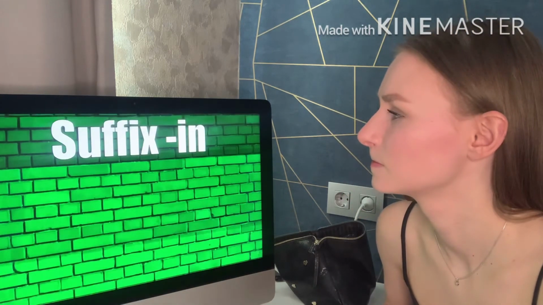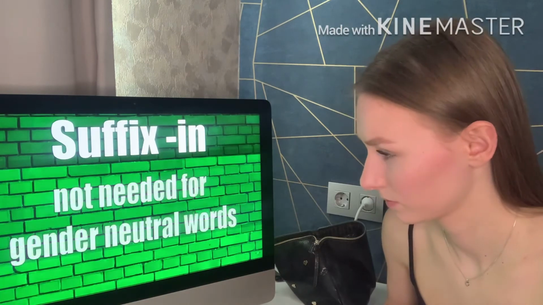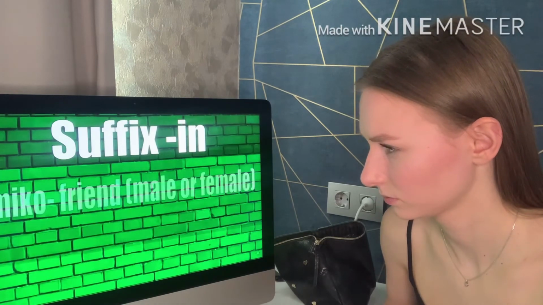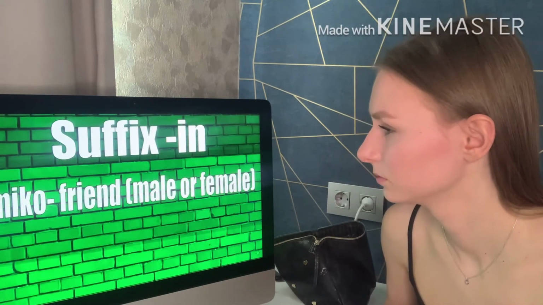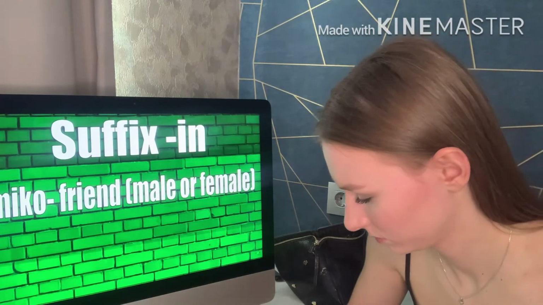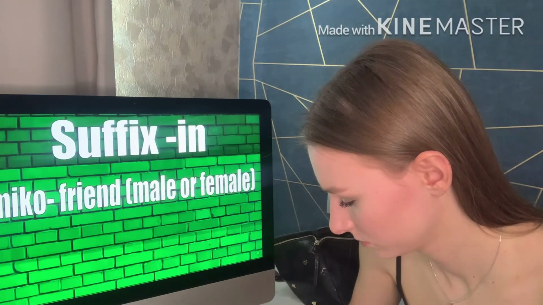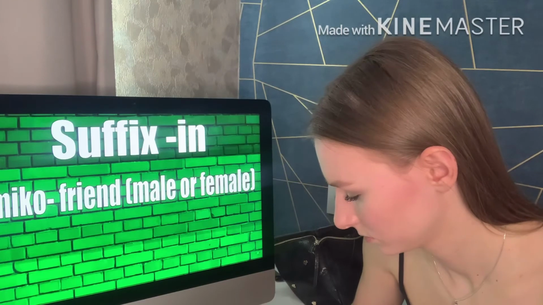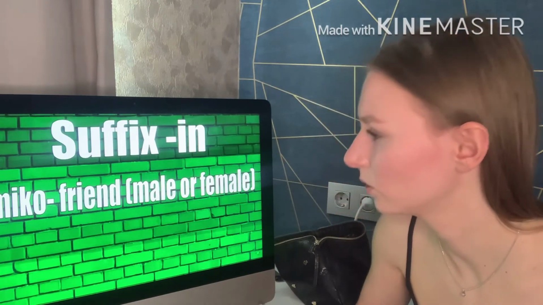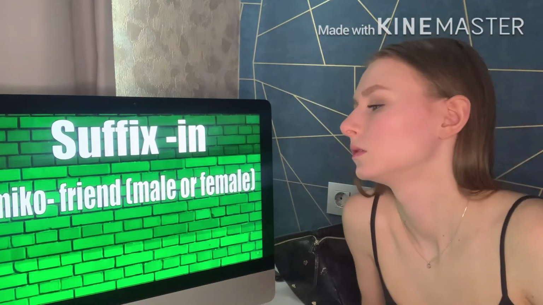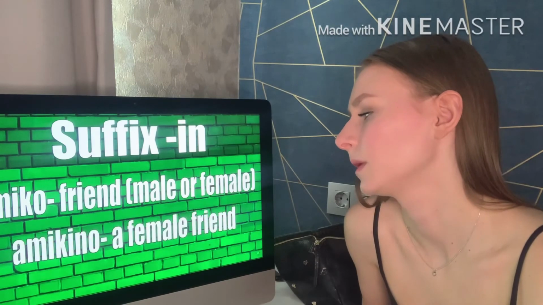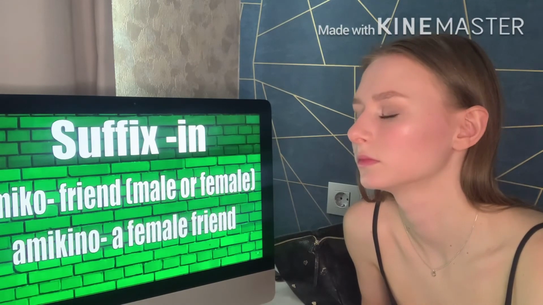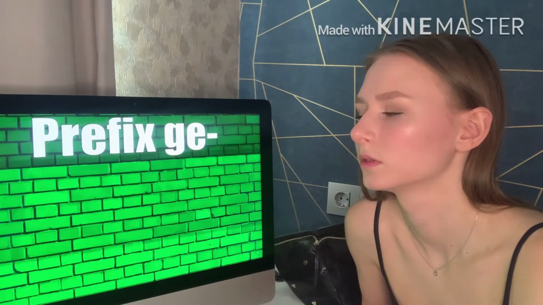Now, the suffix -in is not needed for gender-neutral words. For example, the word amiko means friend, but it's gender-neutral, so it can be a male friend or a female friend. But if you wanted to, you could specify that the friend is female, and you can say amikino, a female friend. Now we can talk about the prefix ge.